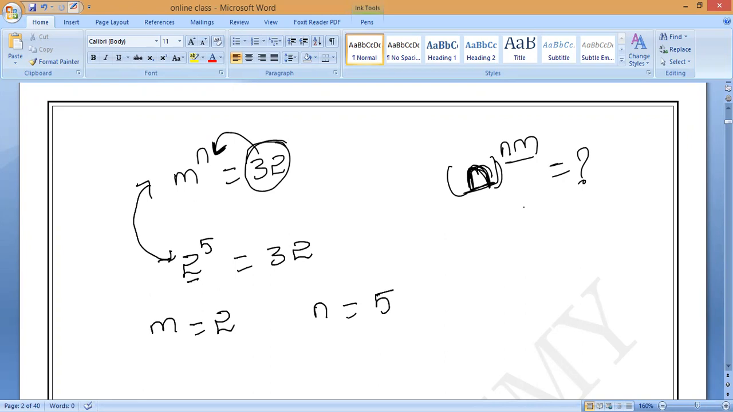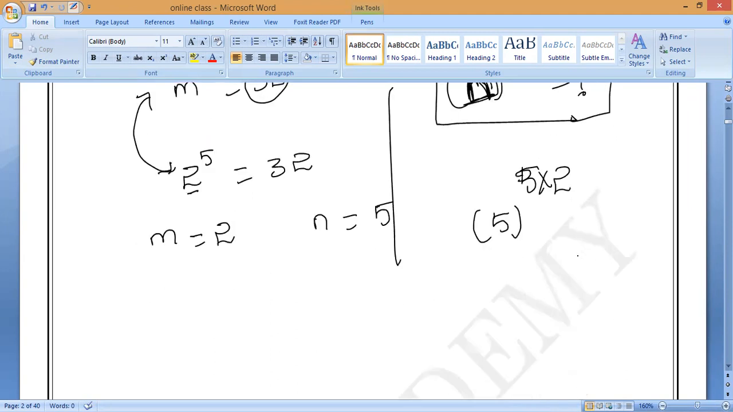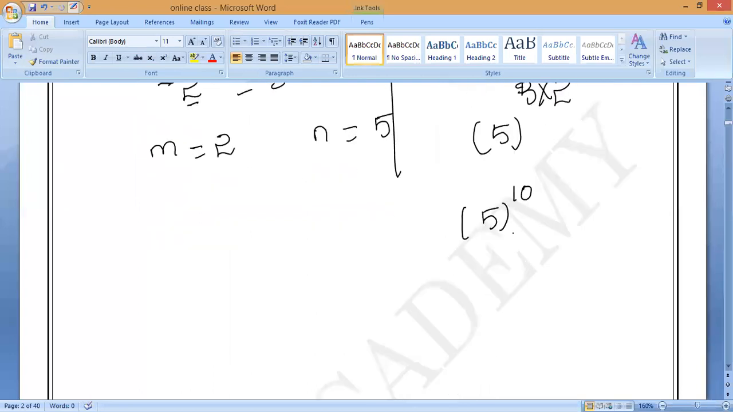So here we have to find n power m n. Substitute: what is our n? n is 5. So 5 power 5 into 2, which is 10, so 5 power 10. What is the value of 5 power 10? Write 5 power 10 as 5 square into whole power 5. Is it clear, everyone?